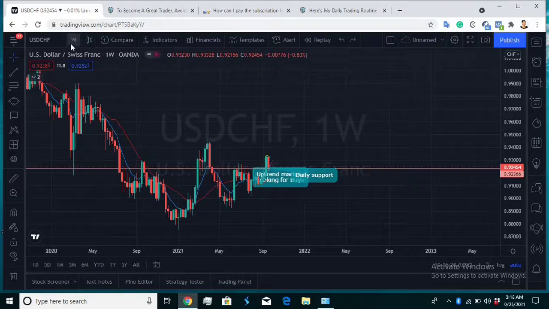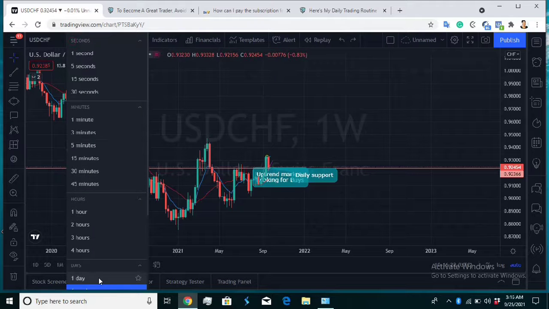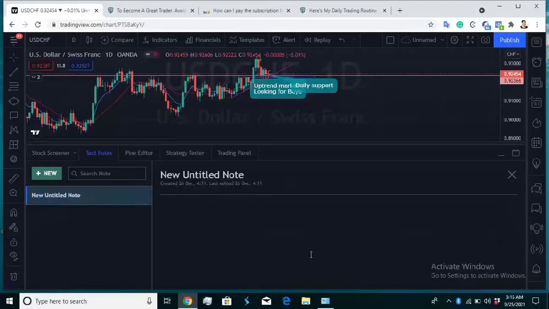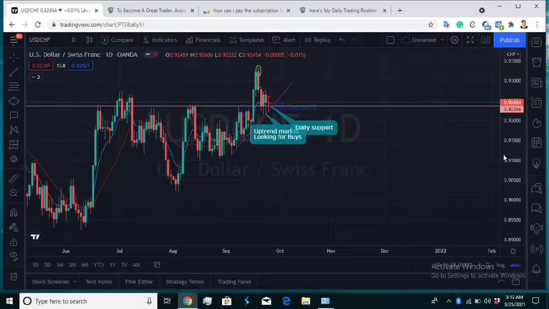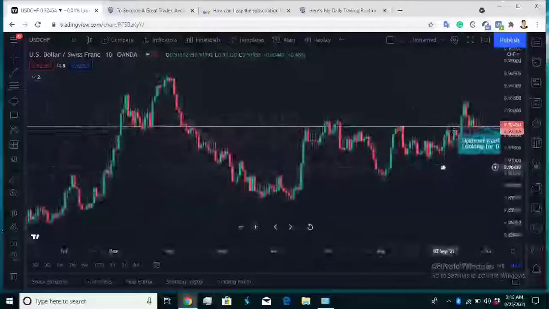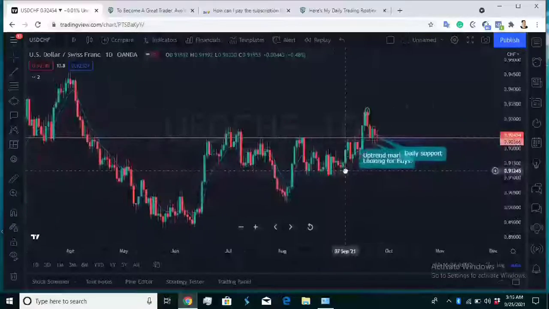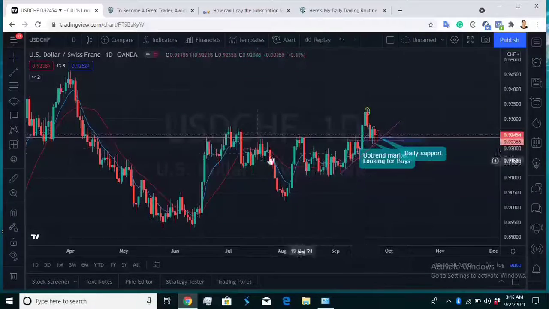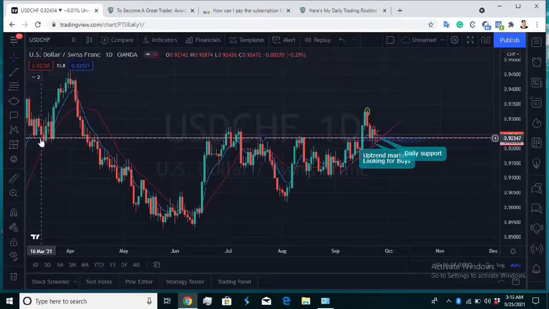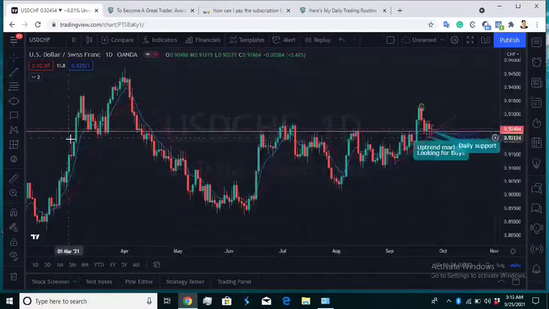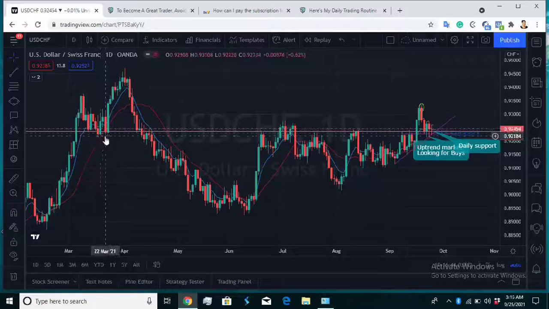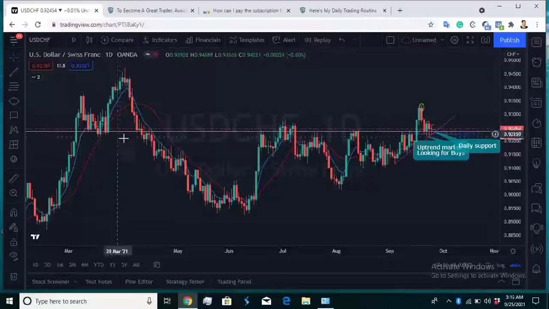So again we're going to go to the daily time frame and also check there what exactly the market is doing. Okay, so this is the daily time frame for USDCHF. Here we see this support line that you're seeing right here is a daily support line.